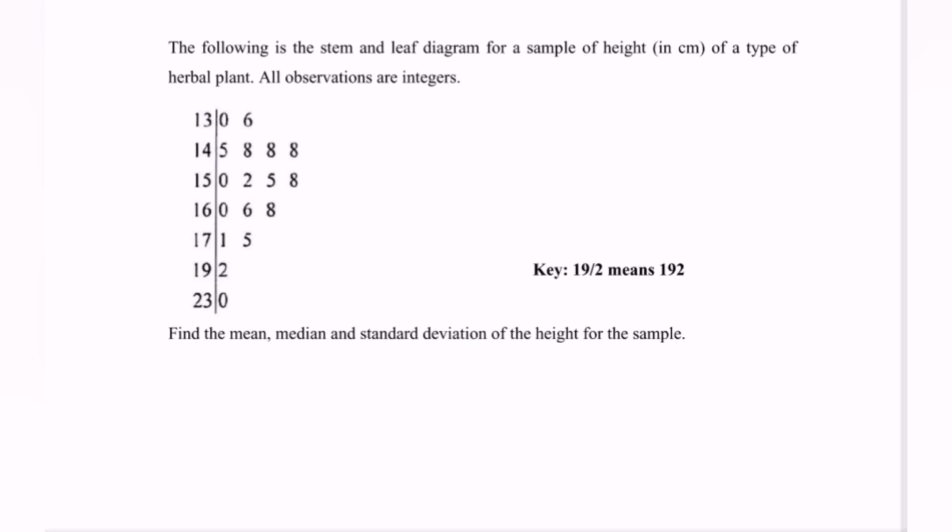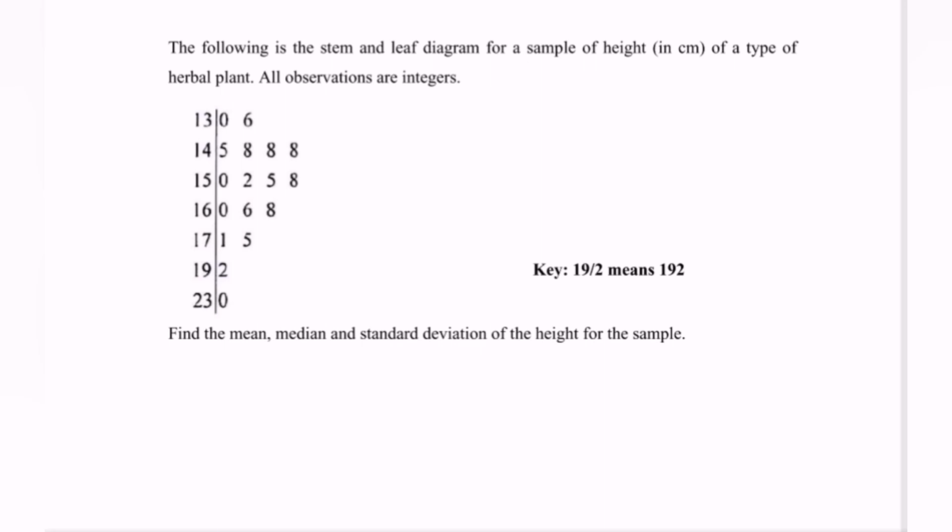In this video, I'm going to discuss the example for data descriptive for the ungrouped data. The following is the stem and leaf diagram for a sample of height in cm of a type of herbal plant. All observations are integers. So we have the situation, we have the stem and leaf diagram. Find the mean, median, and standard deviation of the height for the sample.